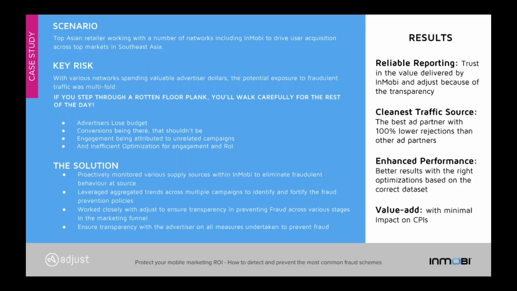And the most critical factor here was ensuring transparency with the advertiser on all measures taken by us, so that he's in the know on any and all actions taken by us, and so that any of the measures which we are taking are clear to them. They understand why we are rejecting some of the supply which they don't have access to, and what the reasons behind them are. This ensured that there was absolute trust in the value delivered by us because of this transparency.